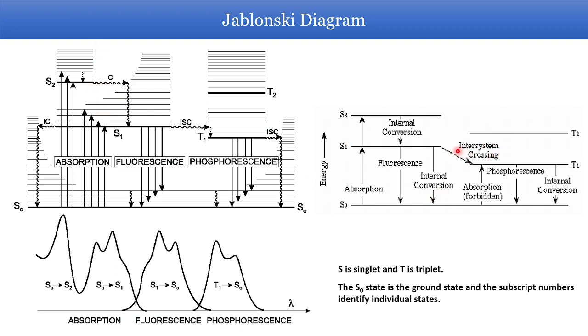Now inter-system crossing is when the singlet state electron comes to the triplet state of the same level, from S1 to T1. So when there is a system that is changing, we call that the inter-system crossing, or ISC. Now from the triplet state, when it goes down to the ground state, we call that phosphorescence. So S is the singlet state and T is the triplet state.